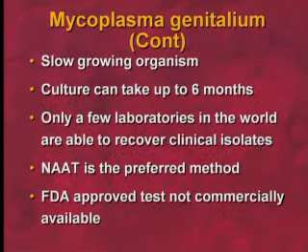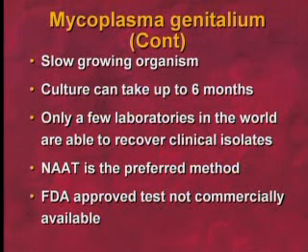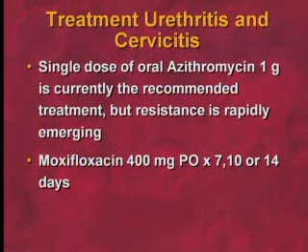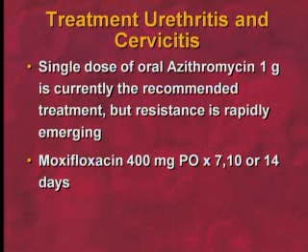It is a very slow-growing organism, a culture can take up to 6 months, and the NAAT is the preferred method. But NAAT tests are available only in some large medical facilities and commercial labs. As of now, there is no diagnostic test for mycoplasma that has been cleared by the FDA to be used in the United States. The treatment for urethritis and cervicitis is a single dose of Zithromax. They say that some resistance is rapidly emerging, and you can treat with moxifloxacin, but only a few studies have been done with this drug. Great results, but it has not been tested in clinical trials.